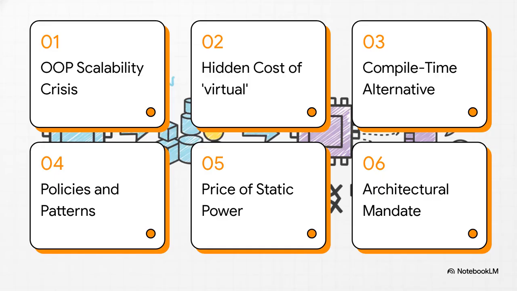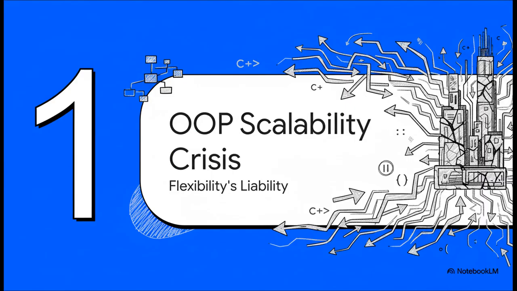So here's our game plan. We'll start by defining the problem. Then we'll put some real numbers on the performance hit. After that, we'll explore the solution that happens at compile time, look at the specific patterns that get us there, face the trade-offs, and wrap it all up with a clear architectural mandate. Okay, let's get right into it.